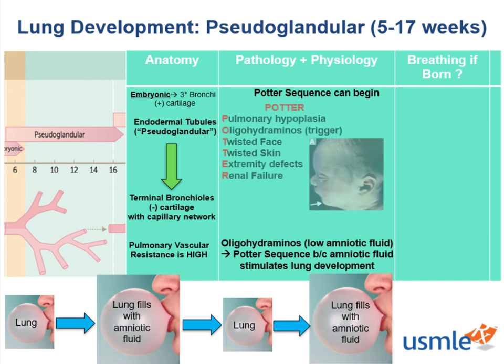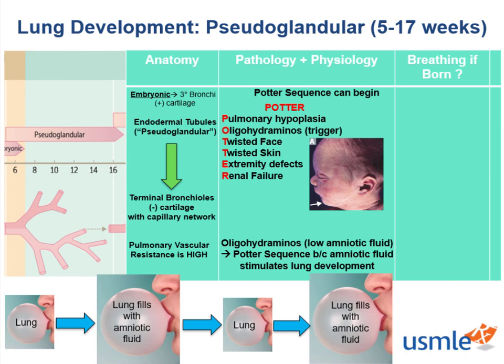Moreover, Potter sequence can be remembered based on each letter, with the P standing for pulmonary hypoplasia, O for oligohydramnios, which is the trigger as the bubble sequence below demonstrates. Moreover, the T's stand for the twisted face and twisted skin as the baby floats in amniotic fluid, and without it, the face and skin rub up against the uterus and placenta, leading to deformities.